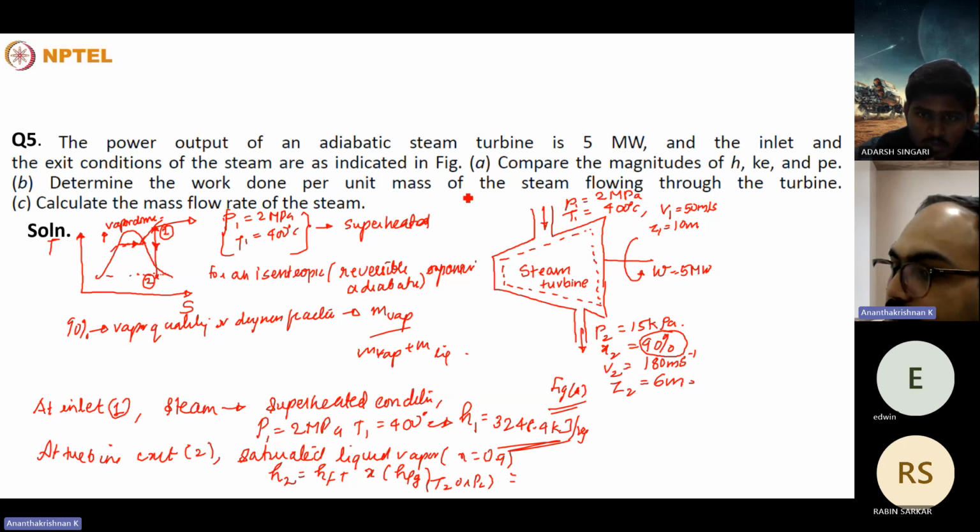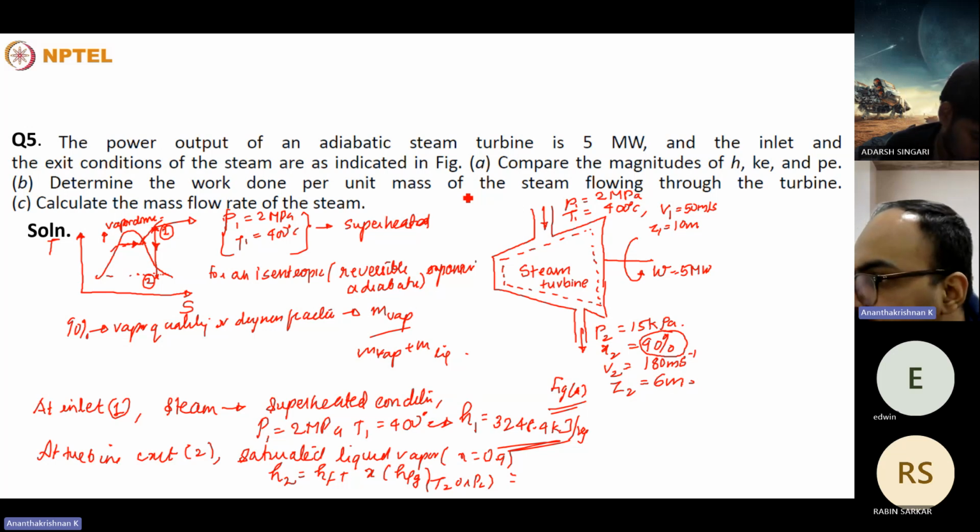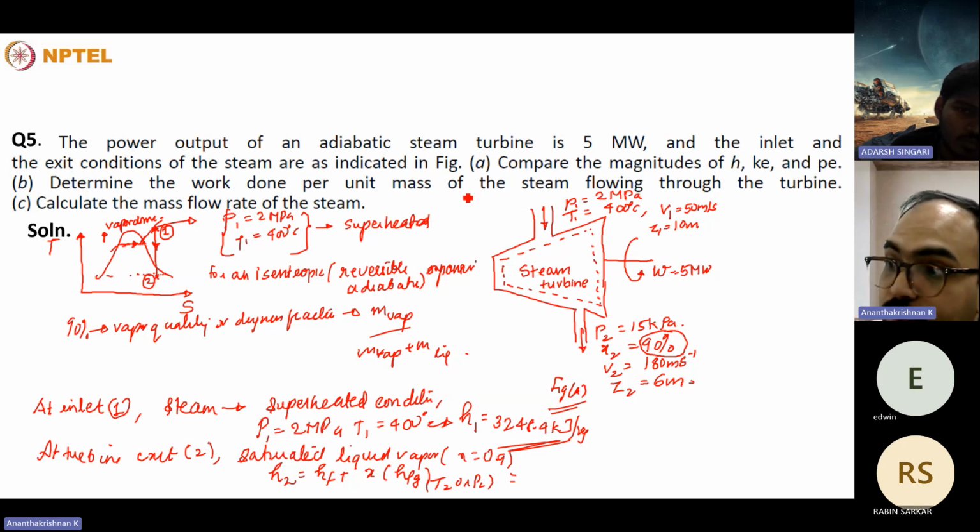It can be pressure and entropy, temperature and entropy, pressure and temperature, pressure and specific volume, or temperature and specific volume. Whatever be the combination, you require two properties. Now in this particular problem, it's straight away given. You have pressure and temperature. You require both of them for the state point 1.